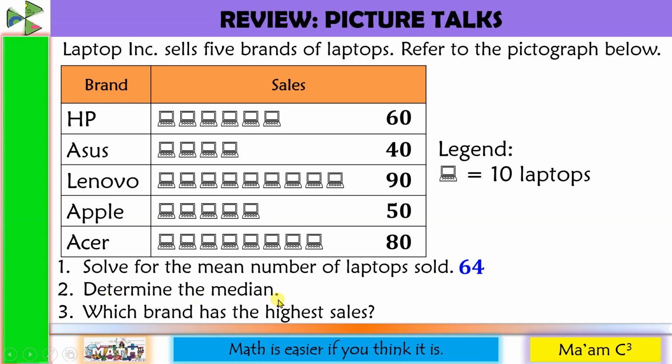Number 2, determine the median. To answer this, we have to arrange this in a particular order, either ascending or descending. Let me arrange this in ascending order. 40, 50, 60, 80, and 90. There are 1, 2, 3, 4, 5 values. 5 divided by 2 is 2.5. Round up, 3. We're going to get the third number. 1, 2, 3. So the median is 60. Last one. Which brand has the highest sales? Highest sales is Lenovo.